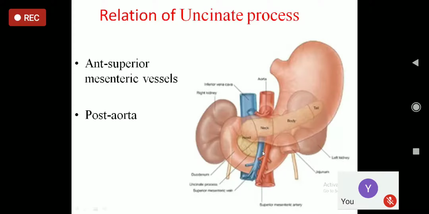Process, which is in relation to the third part of the duodenum. A very important relation of the uncinate process is the superior mesenteric vessels, the superior mesenteric artery and vein, on the anterior aspect, and on the posterior aspect the aorta. Okay, so they are very important relations of the uncinate process.